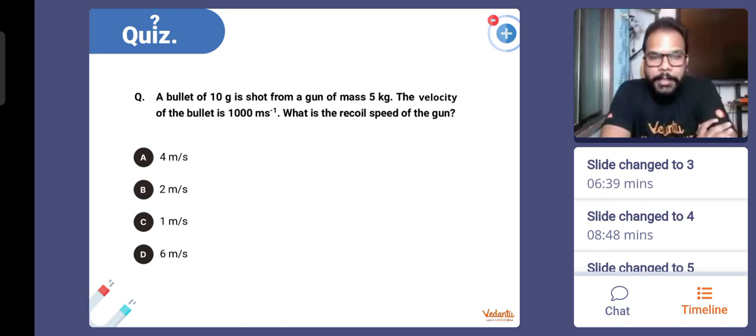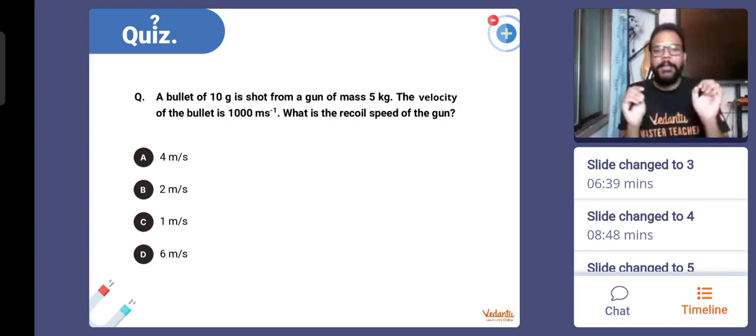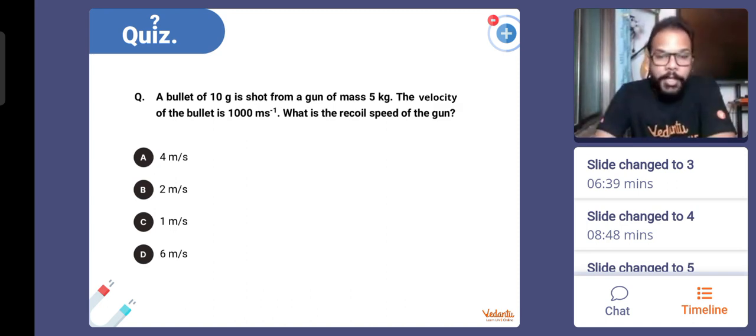Based upon what we learned last time, here is a question for you to try. A bullet of 10 gram is shot from a gun of mass 5 kg. The bullet mass is 10 grams, and the mass of the gun is 5 kg. The 5 kg gun is a separate mass, and the 10 gram bullet is a separate mass. So the total mass of bullet plus gun is 5 kilograms plus 10 grams.